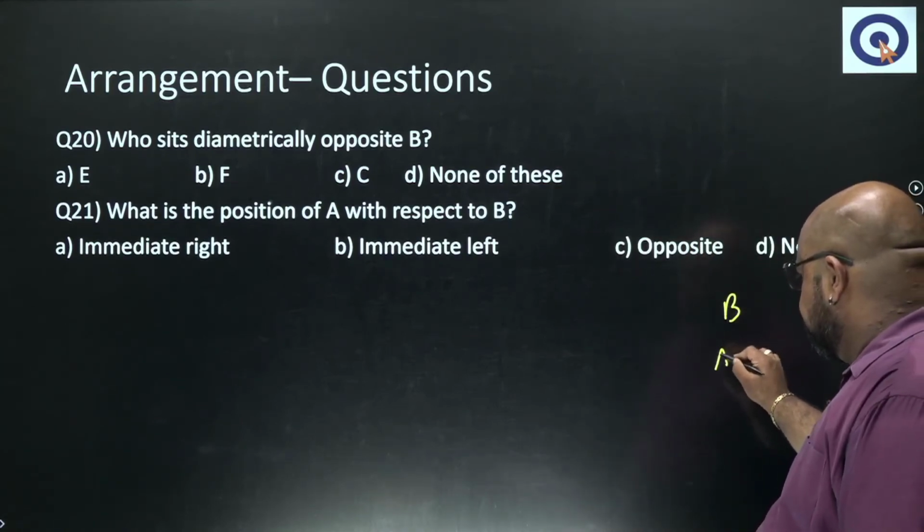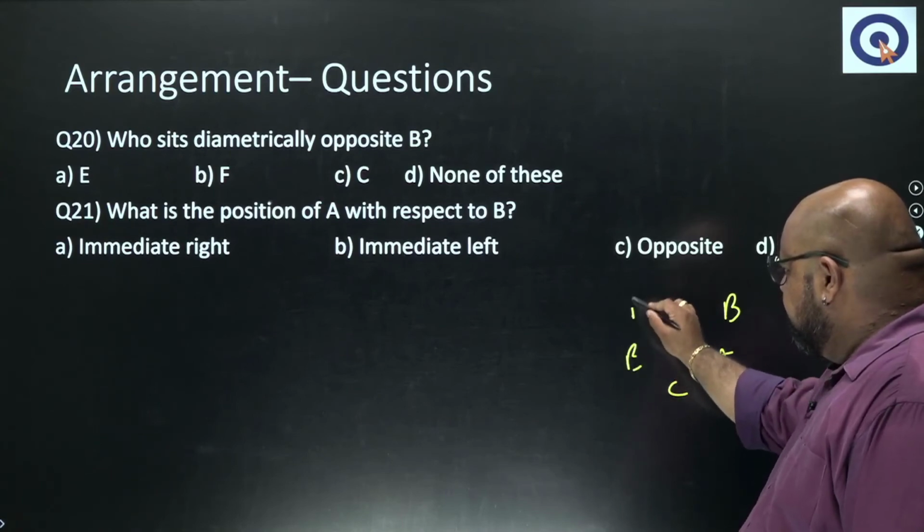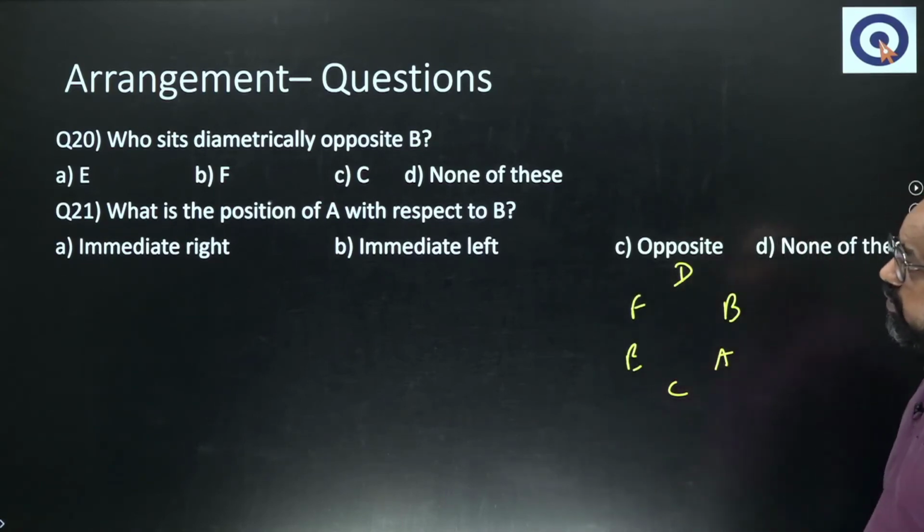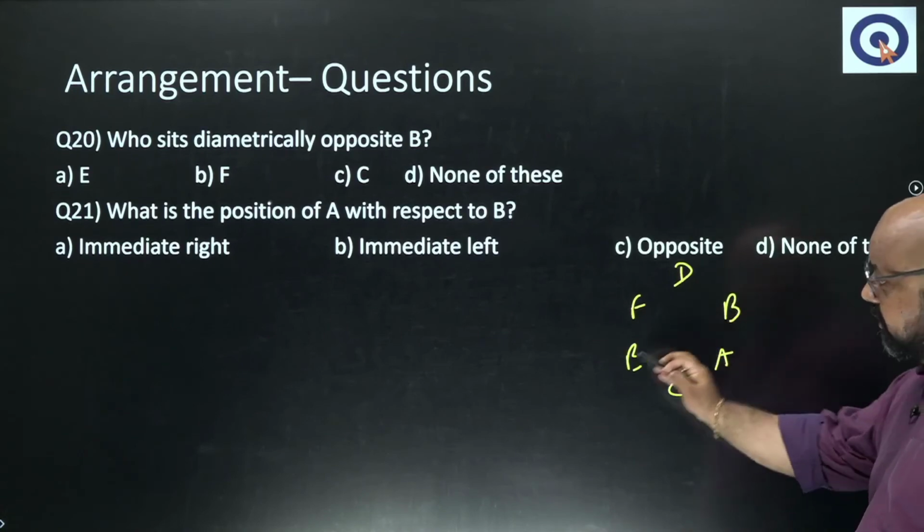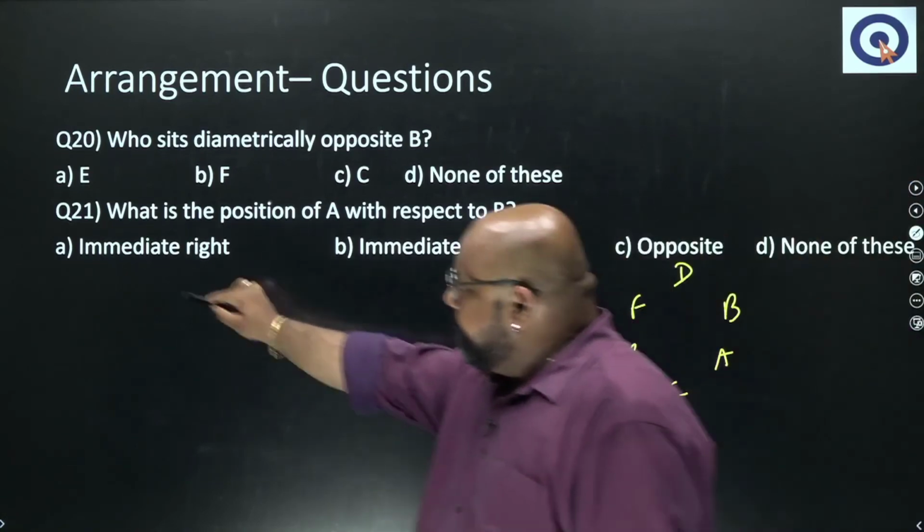B, A, C, E, F, D. This is the arrangement that I got. Who sits diametrically opposite B? Diametrically opposite B is E.